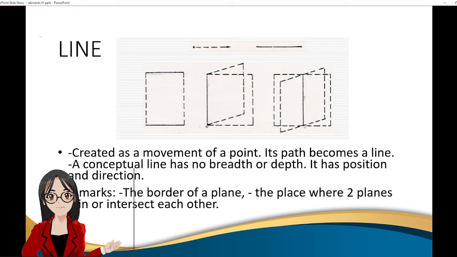Okay, so next we have yung conceptual line. Conceptual line is created as a movement of point. Siyempre, yung nakita natin kanina, conceptual point. It is a path becomes a line. Diba? So, for example, yung point A to point B, dahil sa conceptual point, nagkaroon na ng line. A conceptual line has no breadth or depth. It has position and direction. It marks the border of a plane, that place where two planes join or intersect to each other.